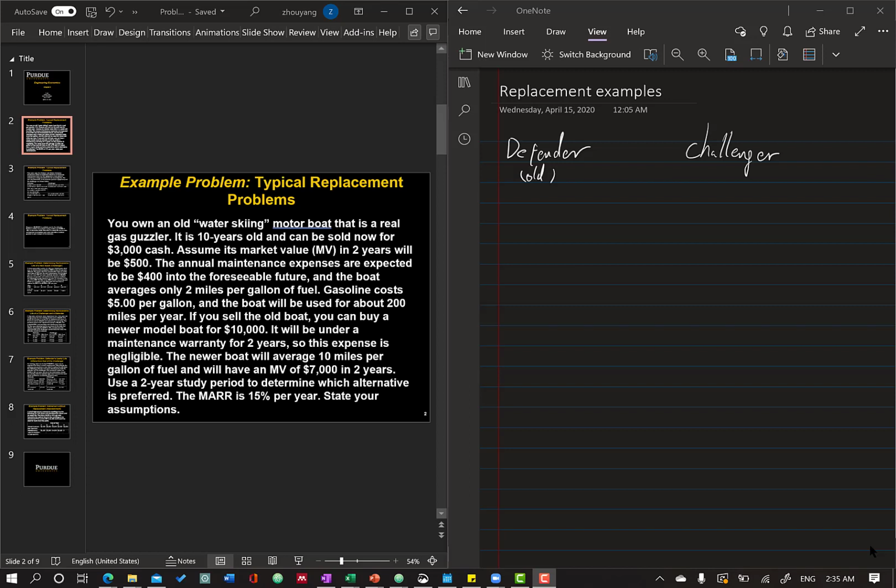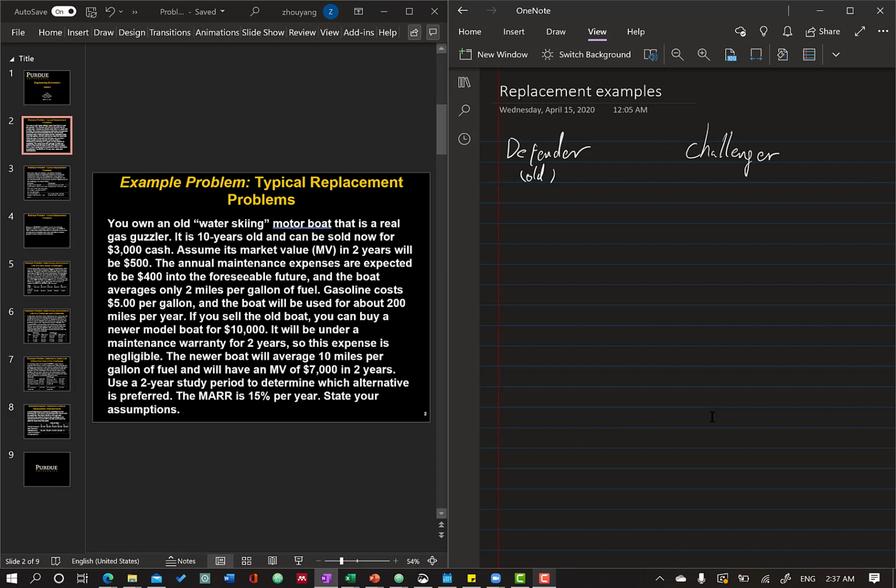Now let's work through this first example in the replacement analysis problem. In this problem, we want to decide whether we want to keep an old water skiing motorboat or replace that one and get a new one. Let's say the old one we have here is the Defender, and the alternative choice, getting the new one, we call the Challenger.